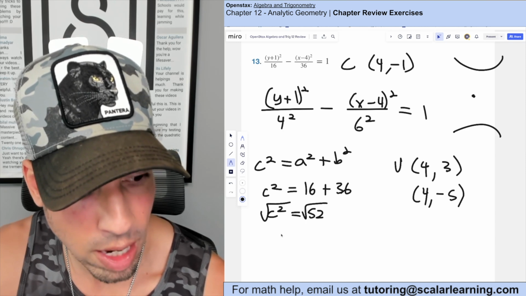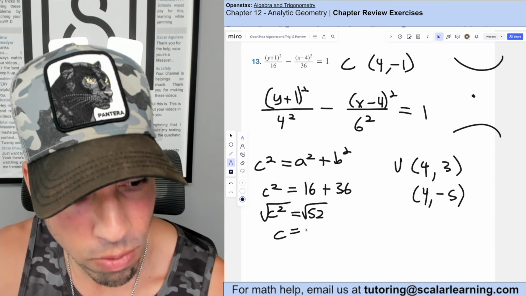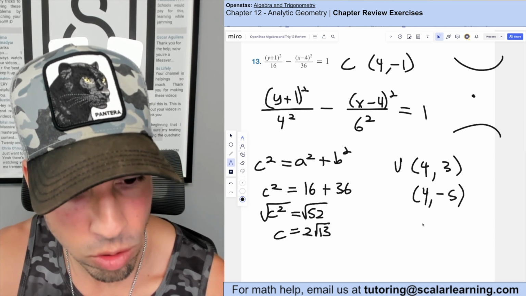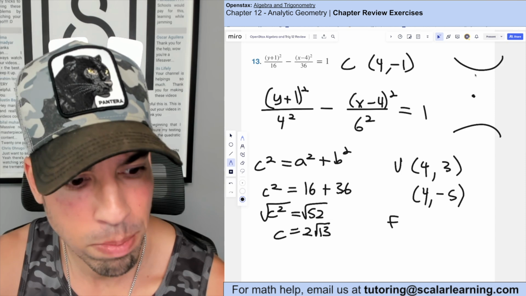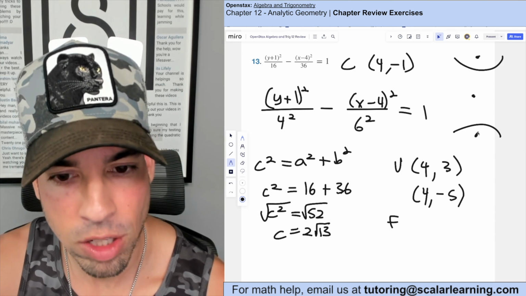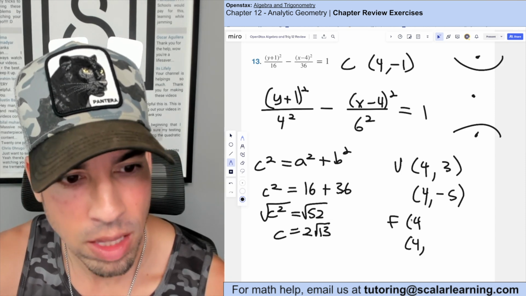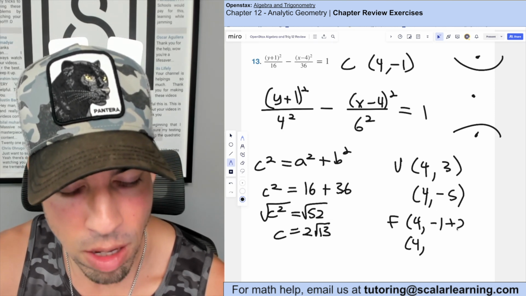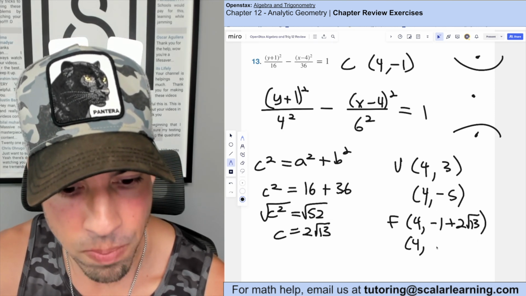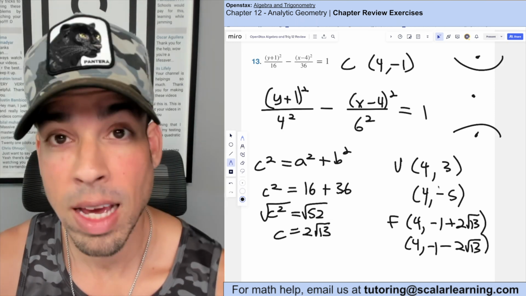And the square root of that is the square root of 52, which is 4 times 13. The square root of 4 is 2. So we get 2 rad 13. So now to get the foci, again, the foci are going to be up here and down here. So it's kind of like how we got the vertices. We keep that x value the same. And then from the center value at -1, we're either doing -1 plus 2 rad 13 or -1 minus 2 rad 13. And that's how you do it.